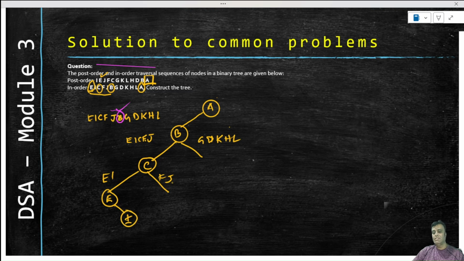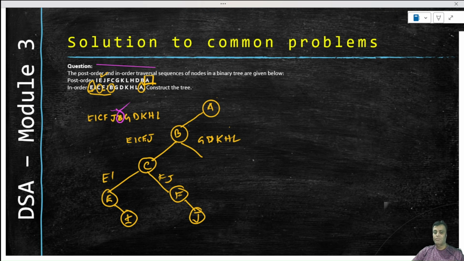And F and J, again we go to the post order, and what comes first? F comes first if we see from right to left. So then F becomes my root. I take my root to in order, and in order says that F doesn't have a left child, but it has a right. So F doesn't have a left, it has a right, which is J.